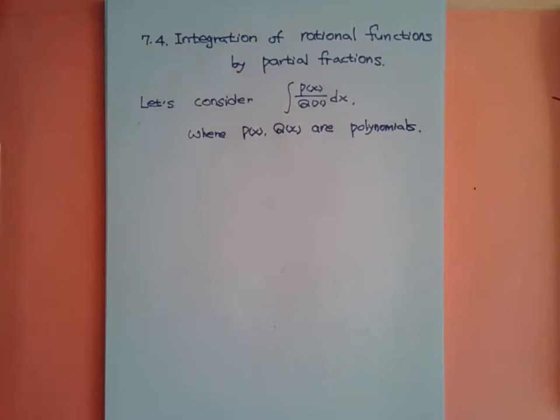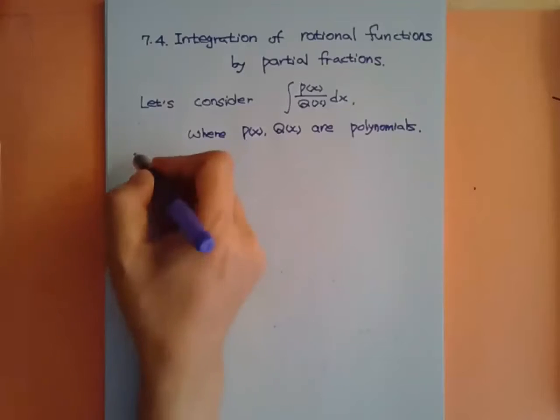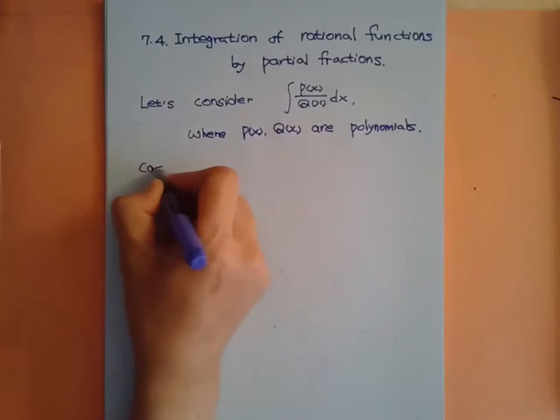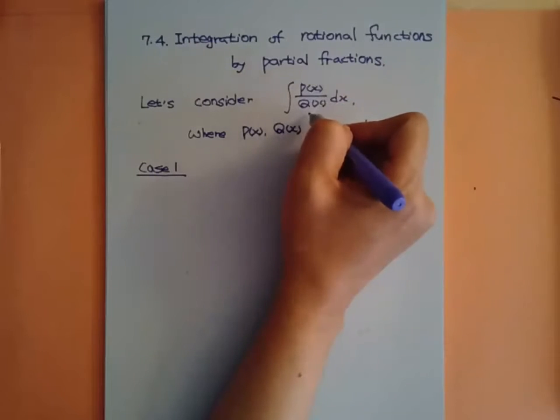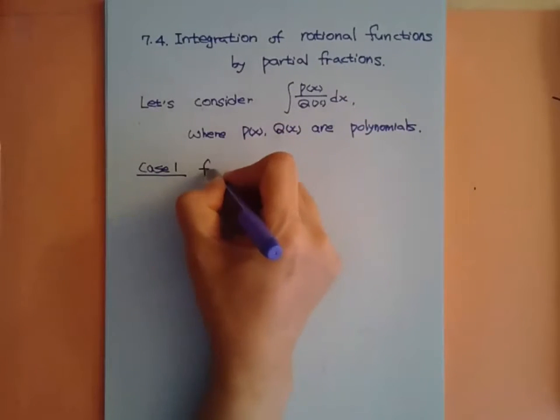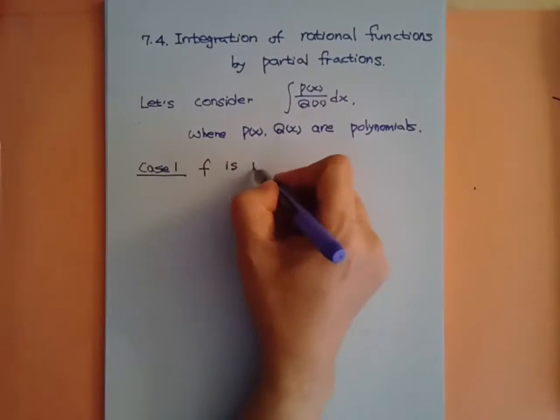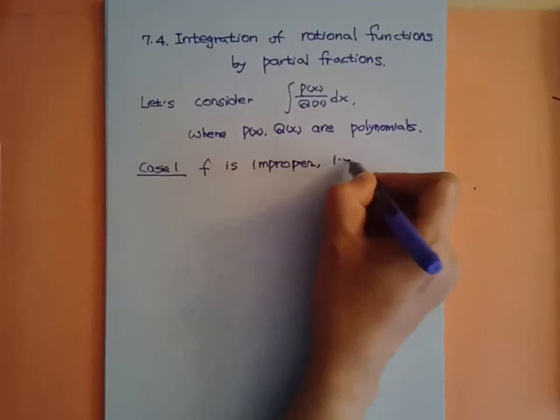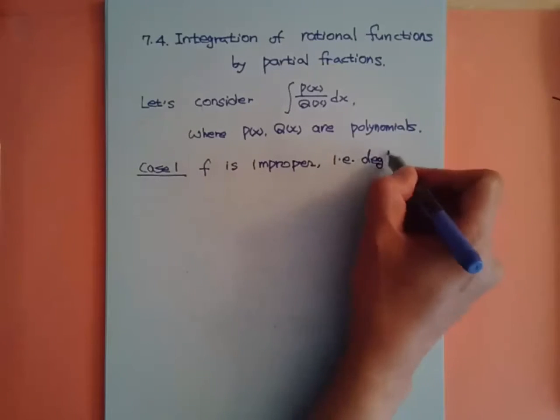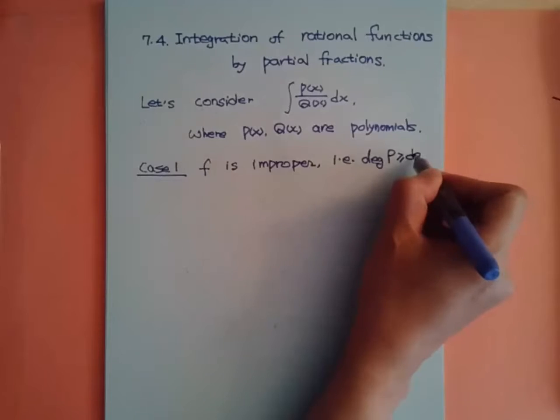There are a number of patterns with this kind of rational function. So we will deal with case by case. The first case is when the function is improper, meaning the numerator's degree is higher than the denominator's degree. So case one is f is improper. That is, degree of the numerator p is greater than or equal to degree of q.